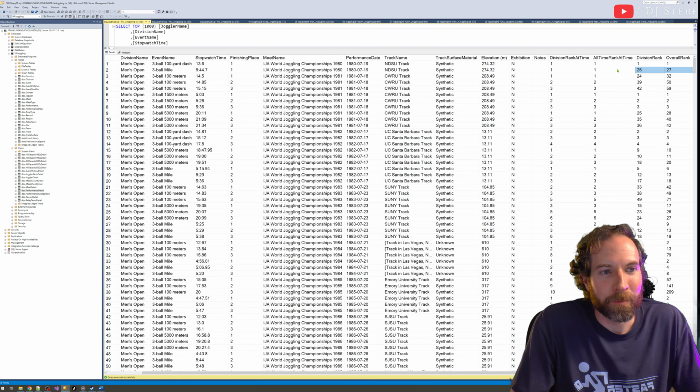So I'm grateful. With the mile, 3-ball mile, it's currently 25th in men's open and 27th overall all time. So that's kind of cool. That's still decent. That's a very good mile time, 5:44.7. That's very, very solid. And you have all throughout here.